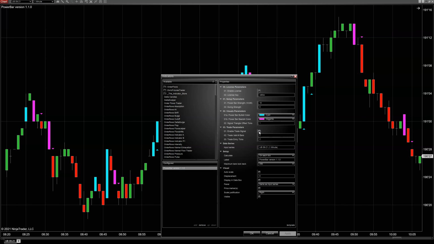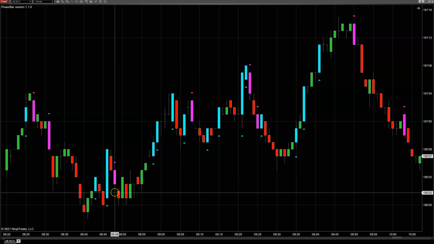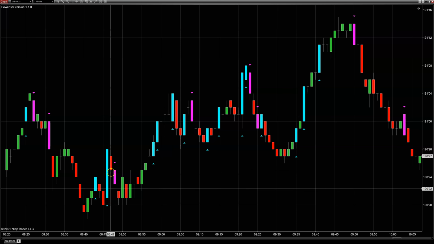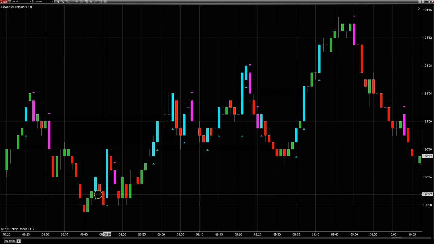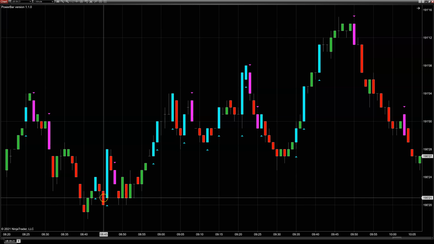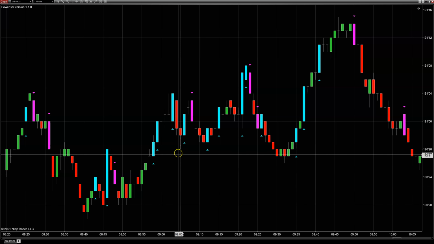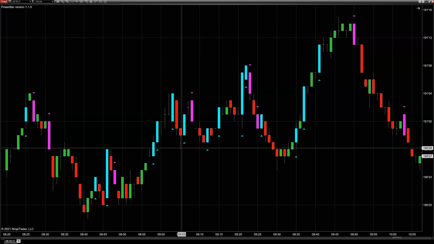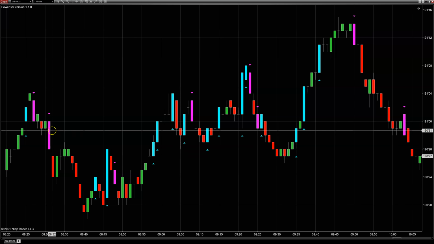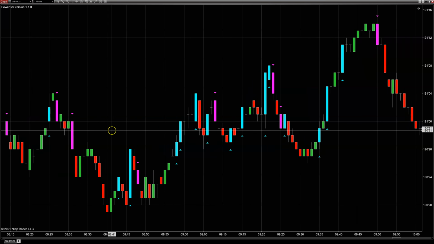It's enabled, okay? So if I disable it, I just uncheck it, right? I click apply, right? So you see that disappeared. Now you're going to see every power bar is going to have a triangle above or below it, right? If it's bullish, it's going to be below. If it's bearish, it's going to be above. Okay, that is good. But again, you're going to want to follow through order flow, right?